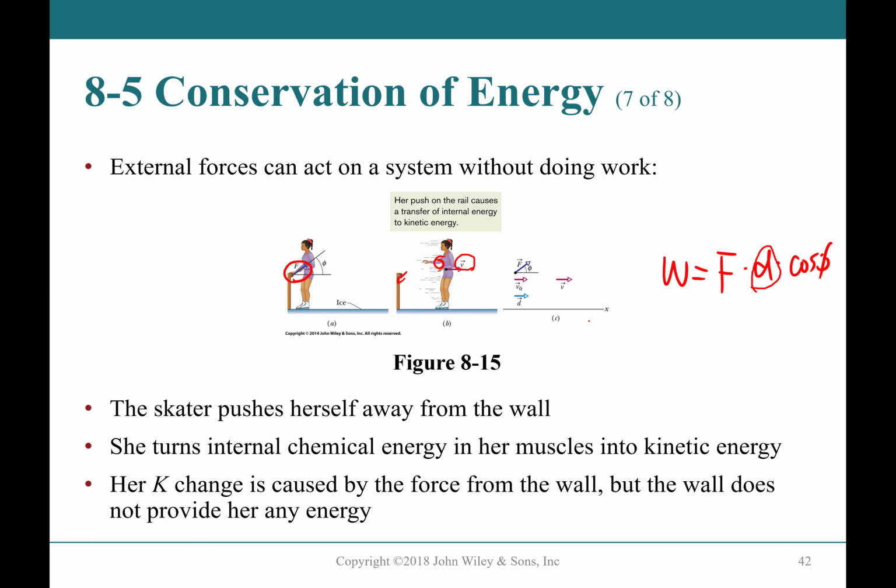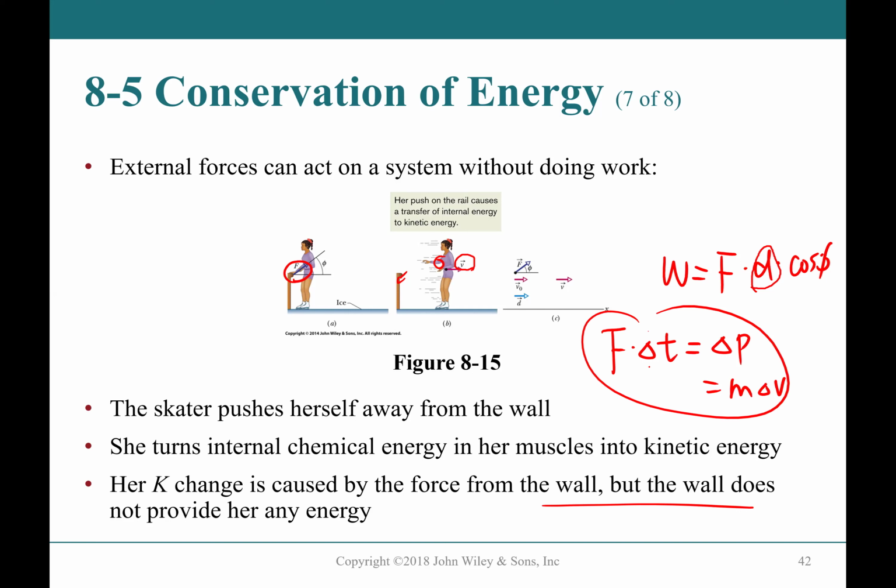And it's easier that we use the impulse momentum theorem: F times delta T will be equal to change of momentum, which is M delta V. We will explain this in our next chapter. Okay, it's the force multiplied by the contact time will be equal to the change of momentum. So basically, this process gives this girl some momentum to begin with, then you have initial speed, and that's your kinetic energy. And this part of the kinetic energy is not from the wall, it's from the internal chemical energy of the girl.